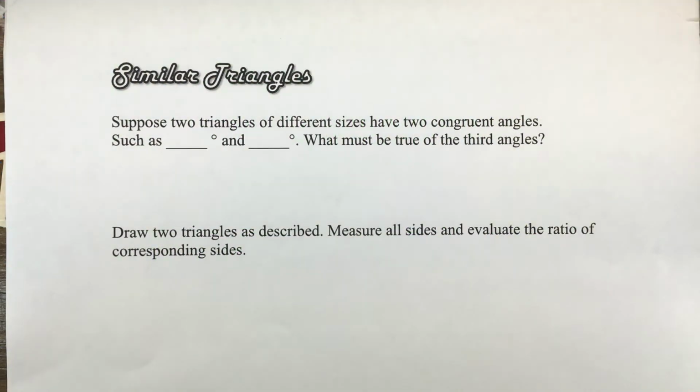All right, similar triangles. What I'm going to do here is get straight to the point. If you have two triangles that have the same angle measurements, that all three angle measurements are the same, then those two triangles are similar. They will be proportional to each other. Now that rule does not apply to other figures.